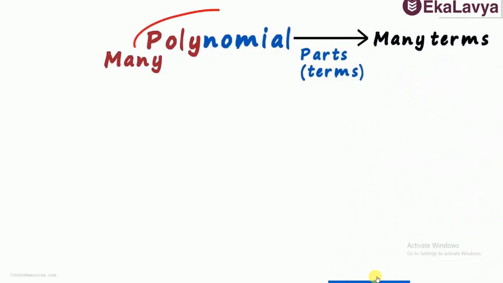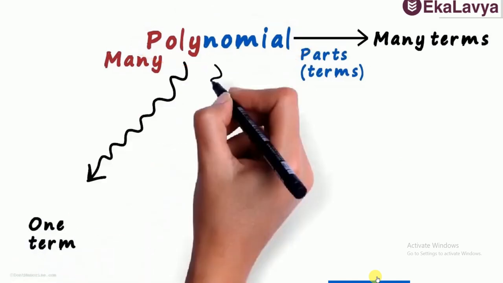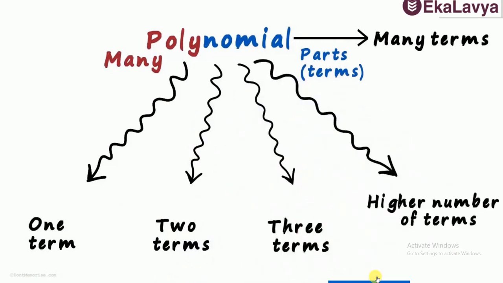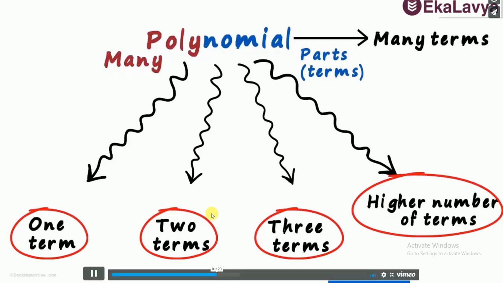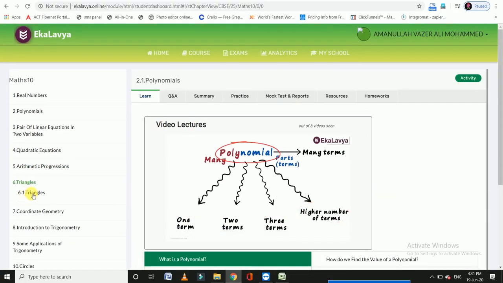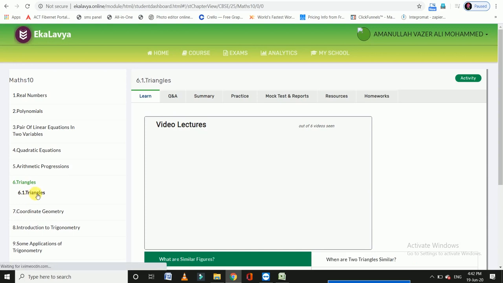There are different types of polynomials. A polynomial can be an expression with just one term, or two terms, or three terms, or maybe even a greater number of terms. All these categories come under one roof, which is the polynomial. Expressions with just one term, two terms.